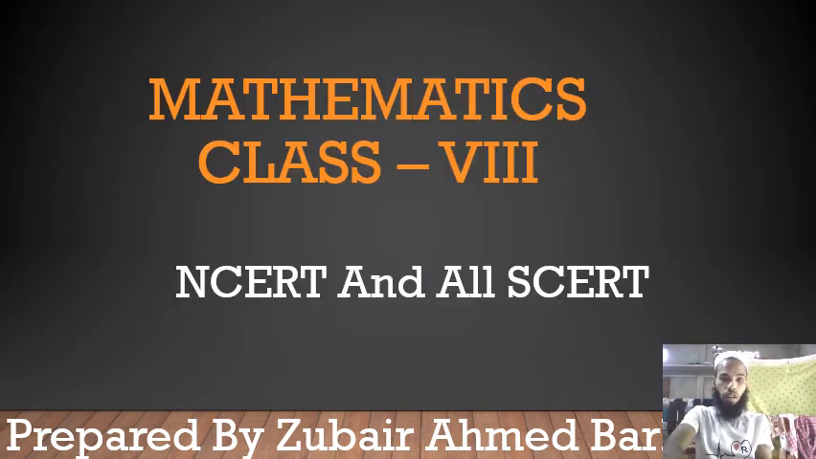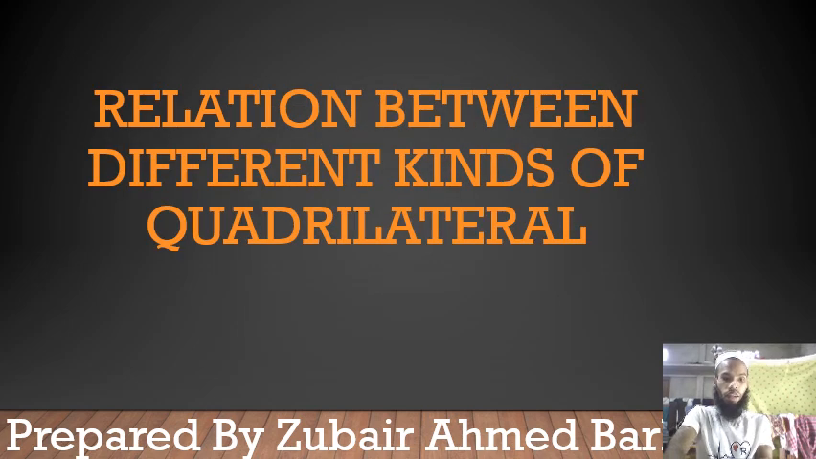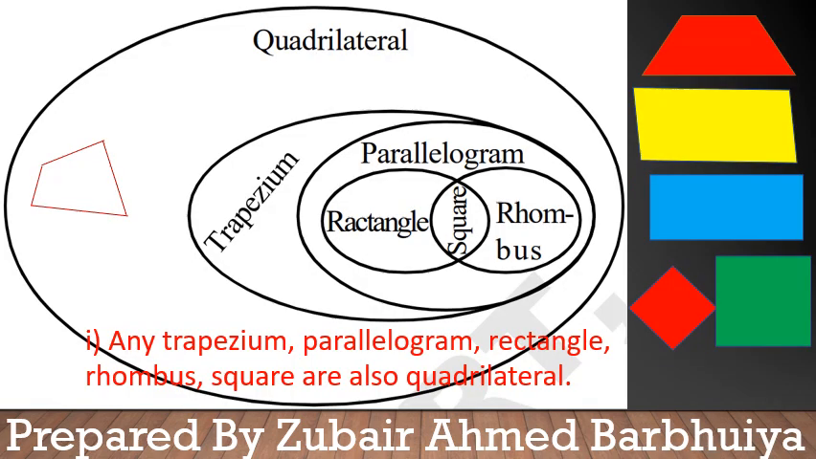Today I am going to explain how the different kinds of quadrilaterals are related to each other. That is the relation between the different kinds of quadrilateral. So before explaining the different kinds of quadrilateral and their relation, first we have to define what quadrilaterals are.